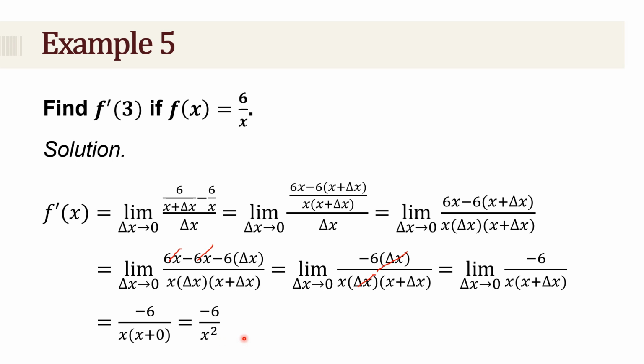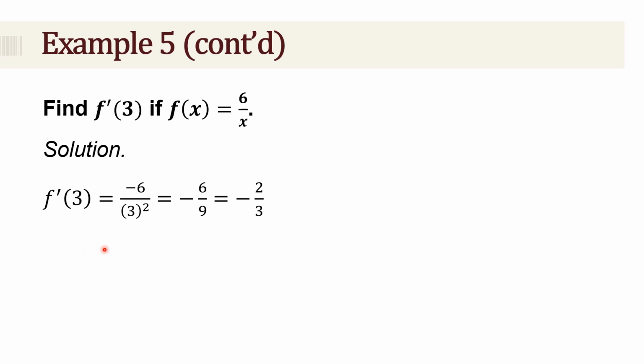But since hinahanap natin yung f prime of 3, i-evaluate natin ngayon yung f prime of x at 3. So that is now equal to negative 6 over 3 squared or negative 6 over 9. So that is negative 2/3.